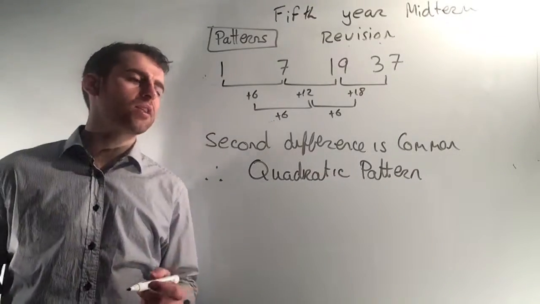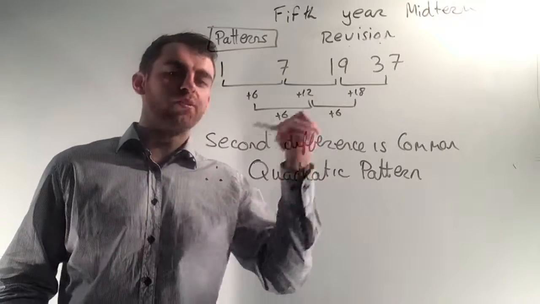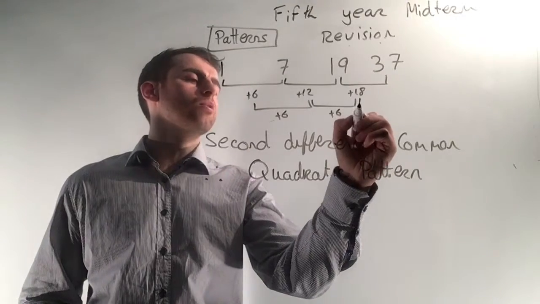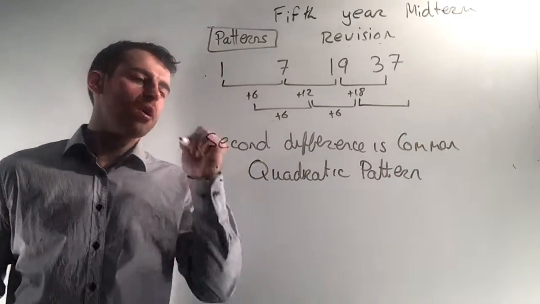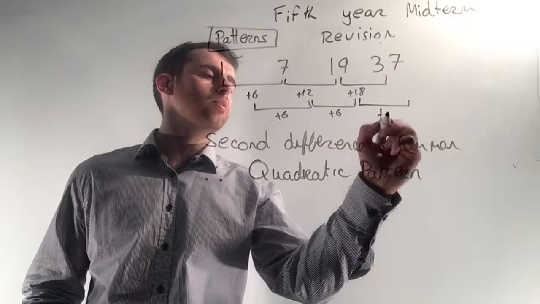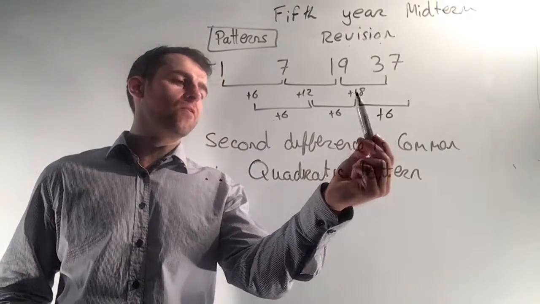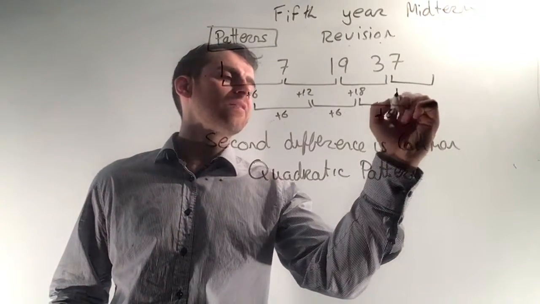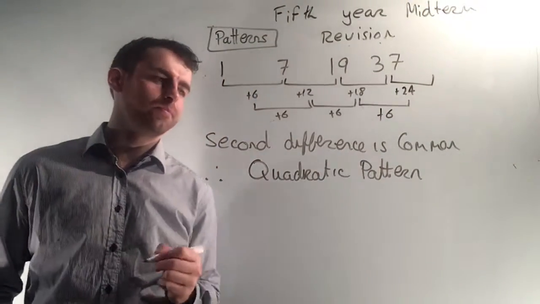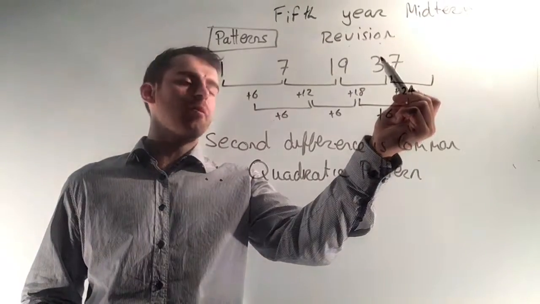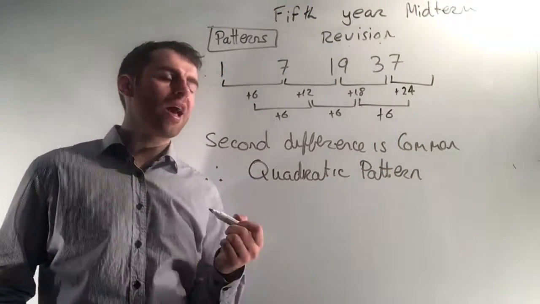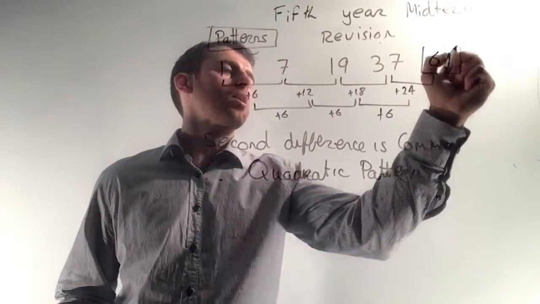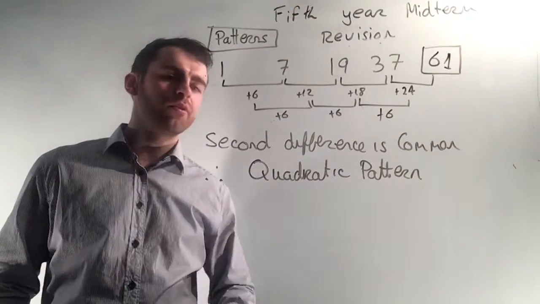Now the next part of the question asked you to predict what the fifth pattern would be. In order to do that, I would continue on my second differences. I know my second differences will always be plus 6. If the first difference here was plus 18, and I'm going to add 6 to it, that means that the next first difference will be plus 24. So if my fourth value is 37, and I'm going to add 24 to it, that means that my fifth value will be 61. So the answer to that, the fifth pattern, would be 61.